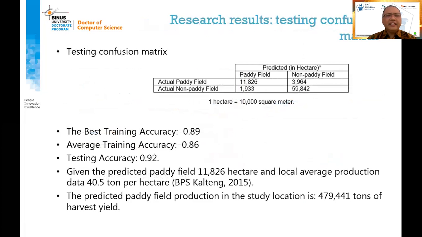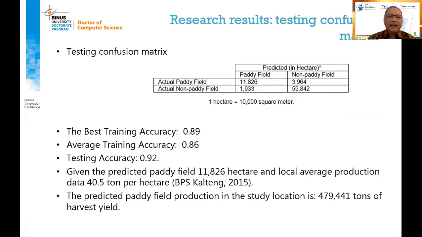So the testing confusion matrix. Okay, so after we train the models, we test these models. Okay, and the best training accuracy is 0.89 or 89%. Average training accuracy is 0.86, and testing accuracy is 92.